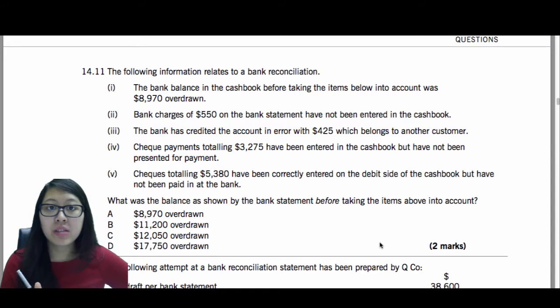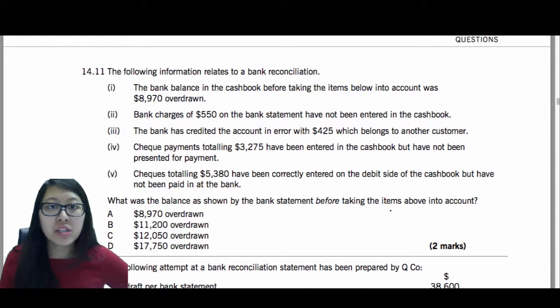1. The bank balance in the cash book before taking the items below into account was $8,970 overdrawn. So they've given you the original balance in the cash book, so this is not the adjusted balance yet. Because it's $8,970 overdrawn, make sure that the figure is shown in negative. So how about we begin adjusting from the cash book first, because they've given us the balance shown in the cash book originally. So let's find information that will cause an adjustment to the cash book.